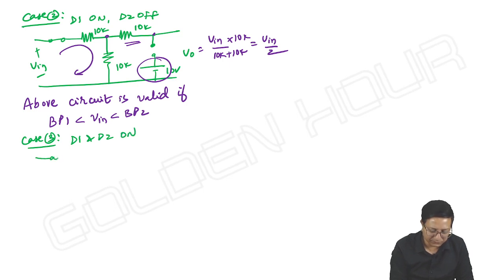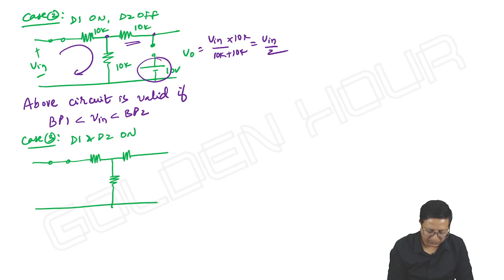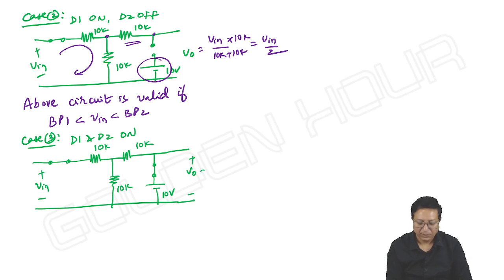If so, 10 volts, we output 10 kilo ohm, 10k and 10k. What about the output? 10 volts. This is valid for input greater than breakpoint 2.